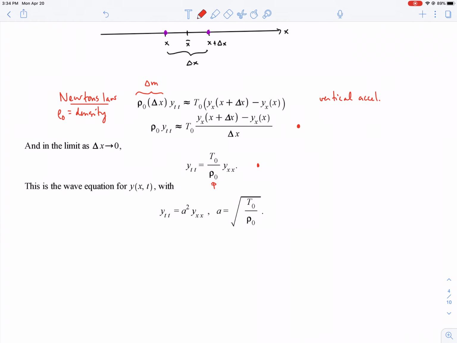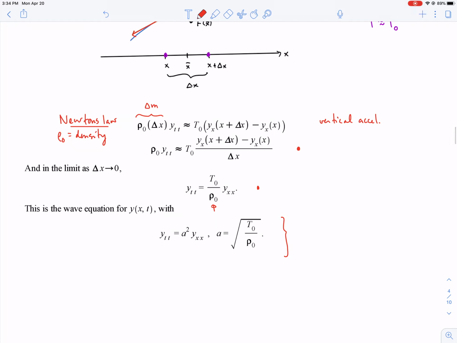Okay, so in this example, the speed depends on the tension T naught, and if T naught is bigger, that implies a is bigger. That makes sense. If you pull a string tighter and make it vibrate, you can hear the pitch go up. And if you have a slinky and pull it tighter and make a wave travel along it, the wave will go faster. And if rho naught is bigger, you're giving it more inertia, and so the speed a is smaller.